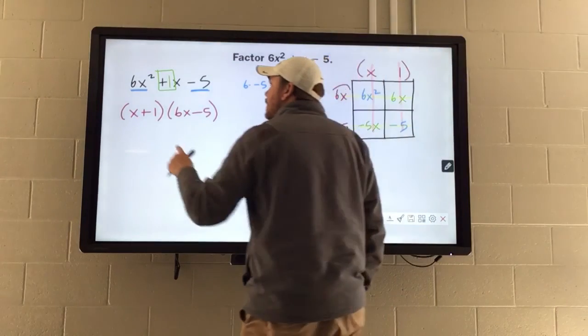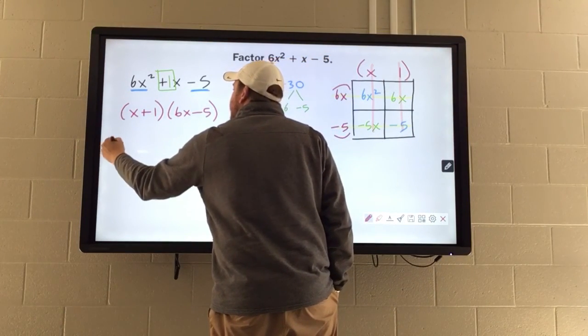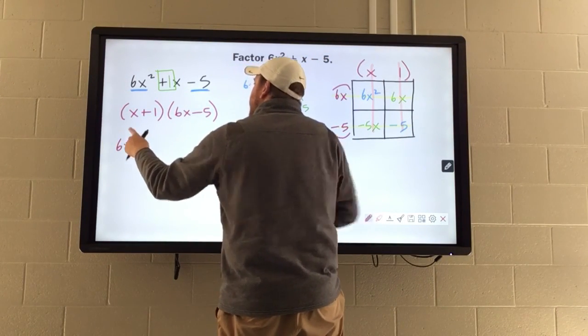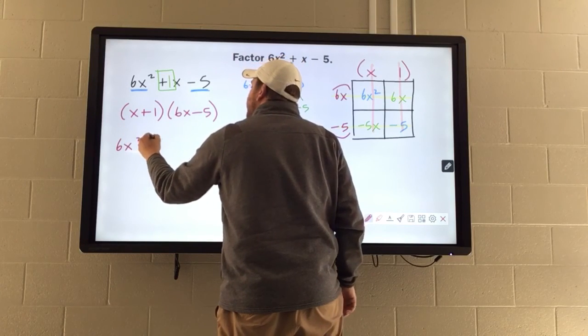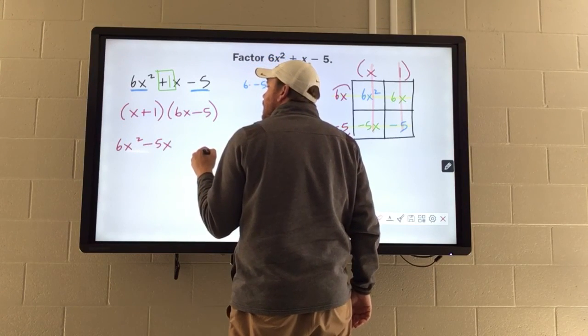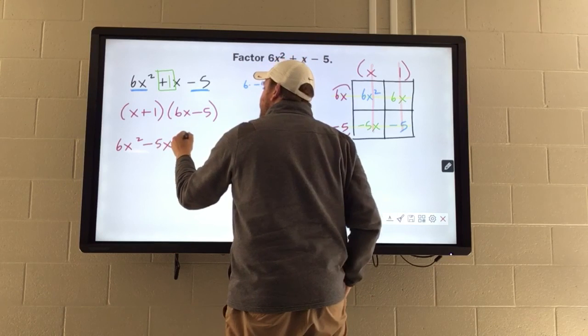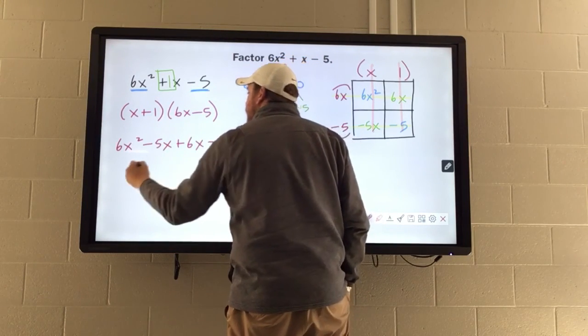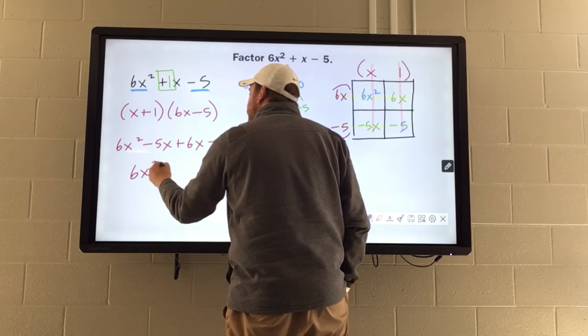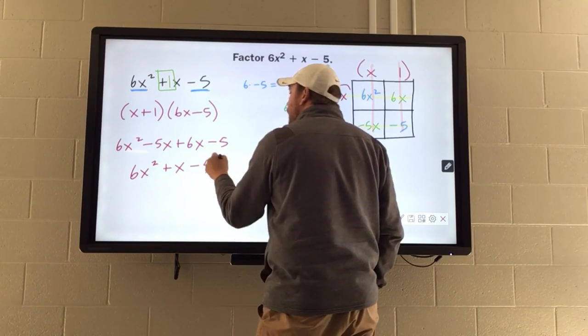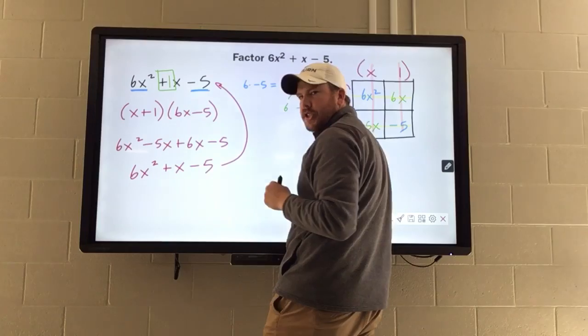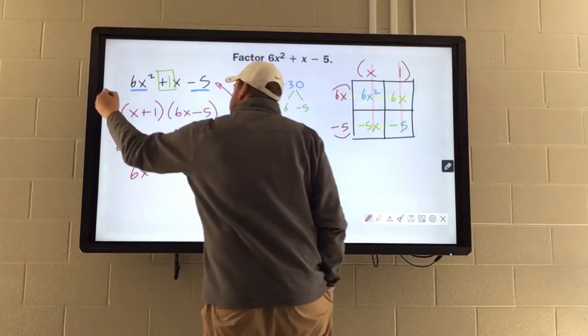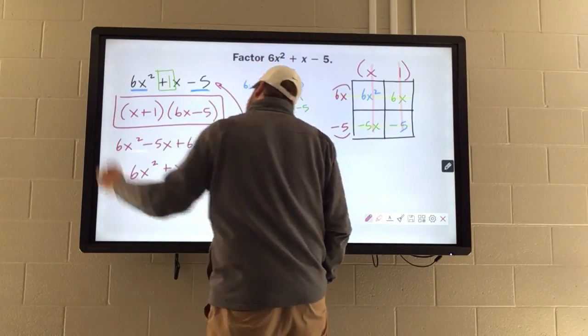So let's go ahead and FOIL this. X times 6x is 6x squared. Outside, x times negative 5 is negative 5x. Inside, 1 plus 6x is 6x. And last, 1 times negative 5 is negative 5, leaving me with 6x squared plus x minus 5, which as you can see matches my original expression. Therefore, I have the right answer.